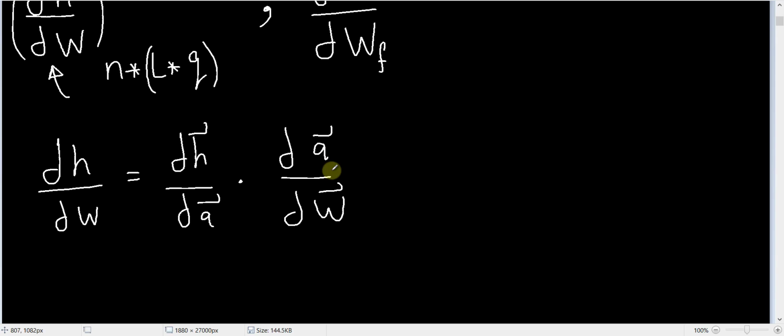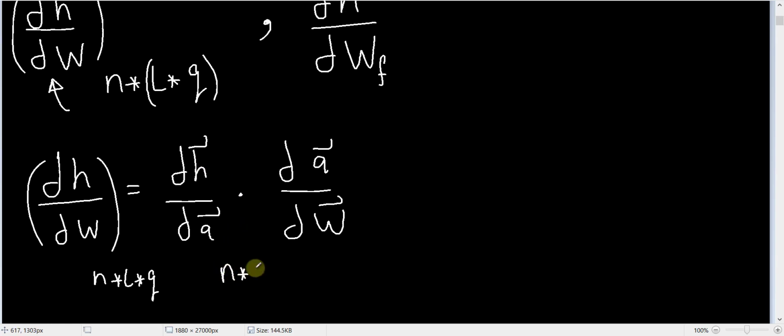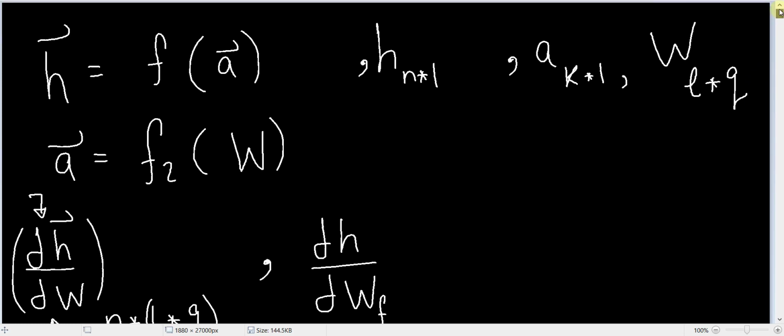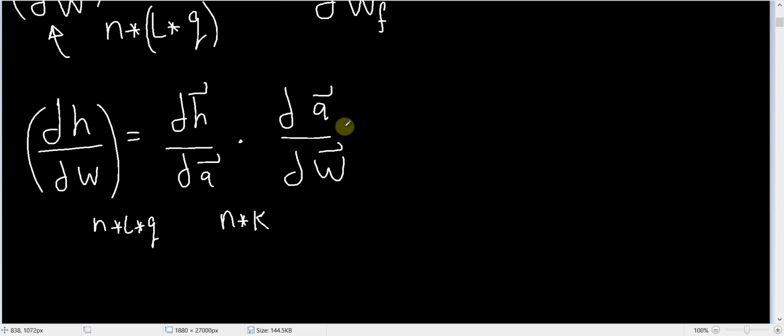So in this situation, I have dH by dW as a tensor, n by L by Q, a 3D tensor. dH by dA, we are deriving a vector with respect to a vector, so this will be a Jacobian matrix having dimensions of n multiplied by k, because the vector A right here has dimensions of k multiplied by 1, so we have a k here. Now this derivative is a derivative of some vector with respect to some matrix W, and this will be a 3D tensor again having dimensions of k by the dimensions of the matrix, so k by L by Q.